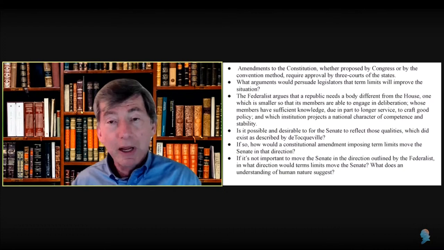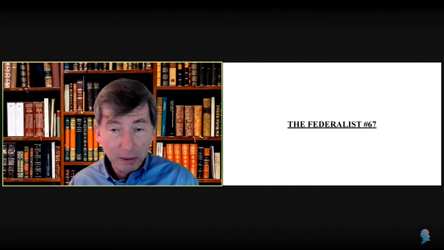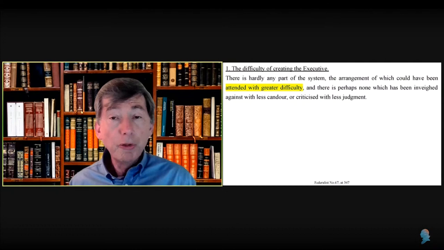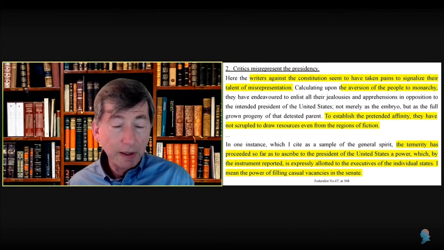So now we turn to the presidency. Now, this is important because of the relationship between Congress, in particular the Senate, and the presidency. The difficulty of creating the executive, look, that was the big problem because they knew there would be opposition to a strong executive. On the other hand, they were absolutely convinced that you have to have a strong executive. From the beginning, the critics, the anti-federalists, have argued that the presidency as created is, quote, like a king.